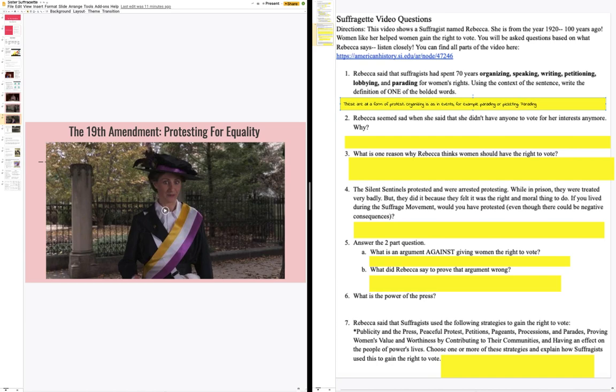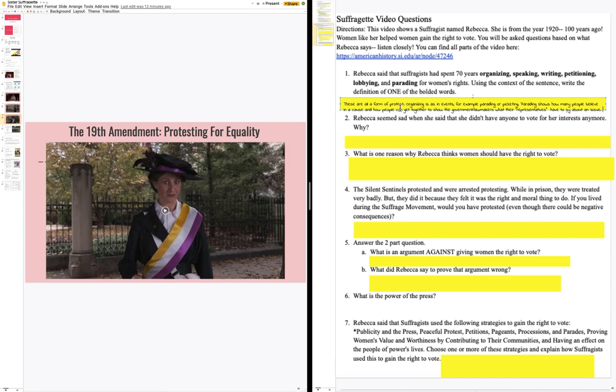So parading shows how many people believe in a cause, and how people can get together to show the government and lawmakers what their representatives have to say about an issue.